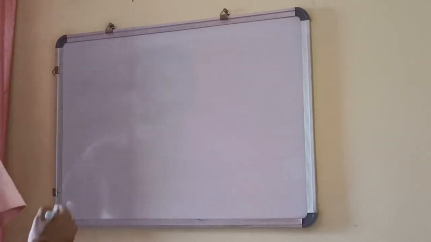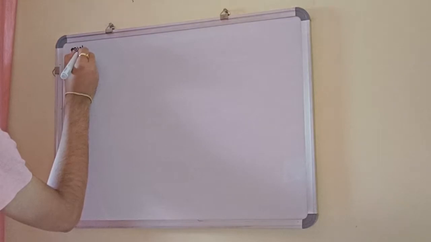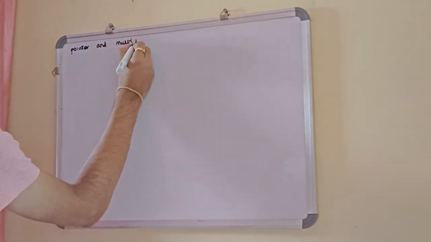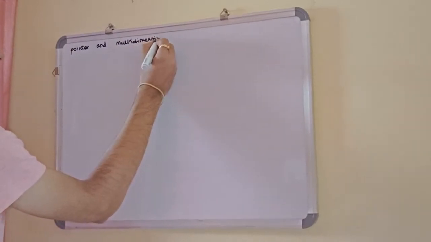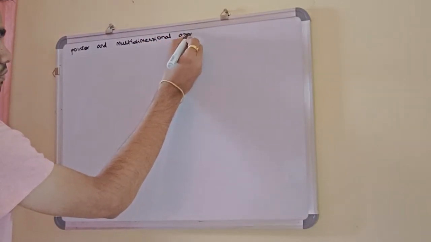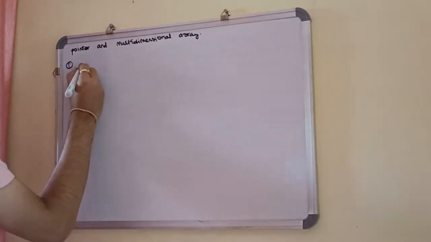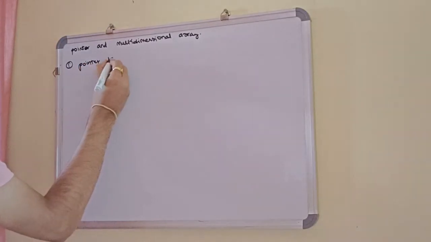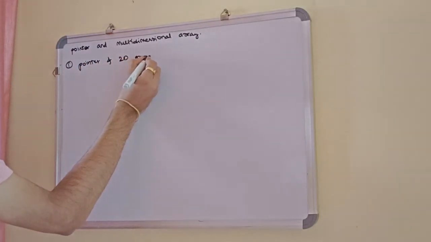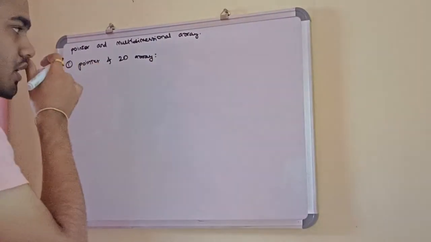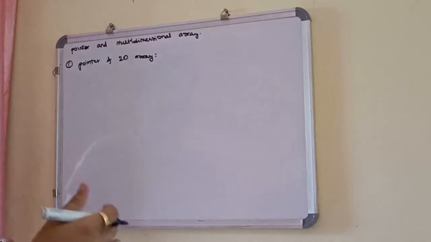Now we will see some further concepts, that is pointer and multidimensional array. In that, first we will see pointer and 2D array. Now a 2D array is actually an array of arrays.